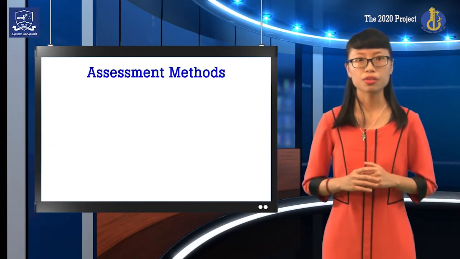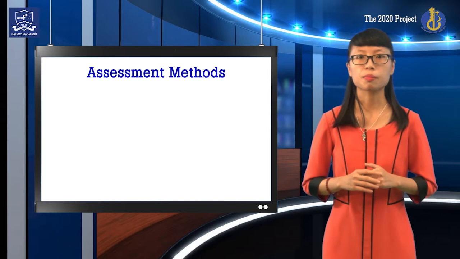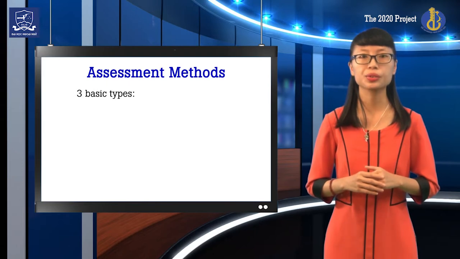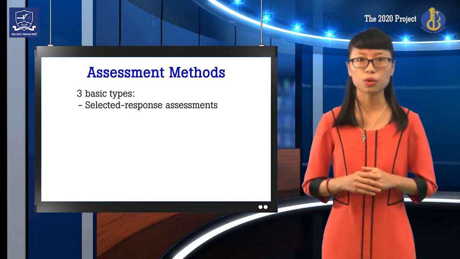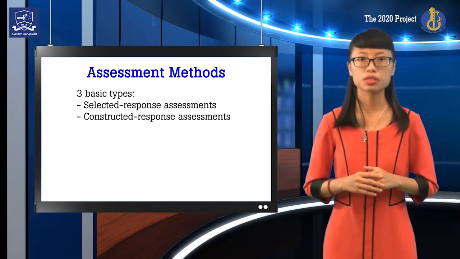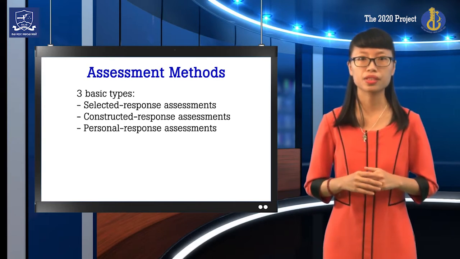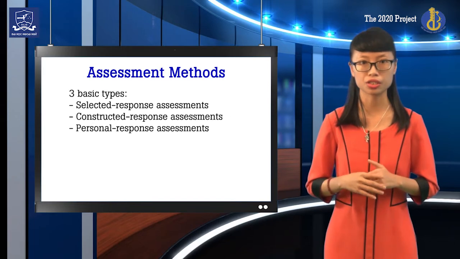So, that's something about traditional and alternative methods in assessment. But the assessment methods in general can also be classified into three types according to the type of response, which are selected response assessments, constructed response assessments, and personal response assessments. Each of these types has its own advantages and disadvantages.